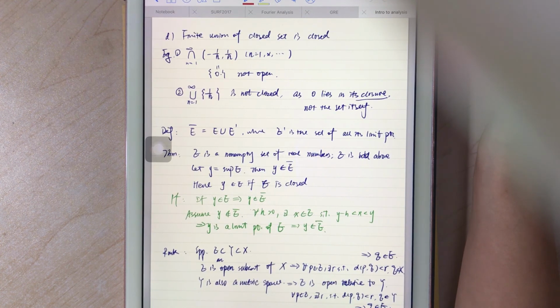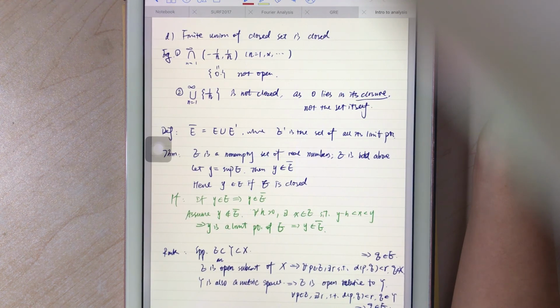So I'm gonna give you two counterexamples. The first one is, if we are given the intersection of (-1/n, 1/n), where n is from 1 to infinity, so we are given infinitely many intersections of open sets, right? And the result of the intersection is {0}, a set that contains only one element 0, and it's very clear that it's not an open set, right?